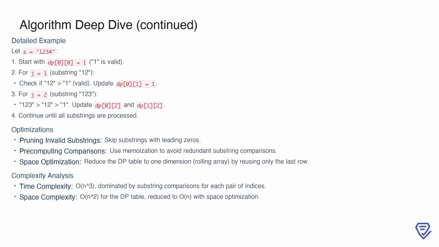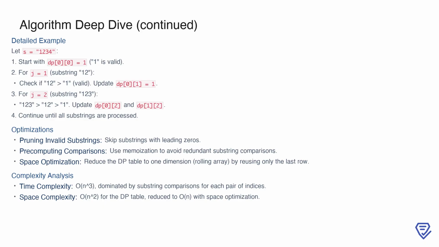Let's look at a concrete example with the string s equals 1234. We start by marking the first substring, 1, as valid, setting dp[0][0] equals 1. Next, for the substring 12, we check if it is greater than 1. Since it is, we update dp[0][1] equals 1.